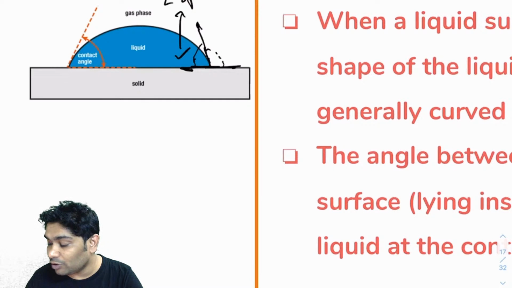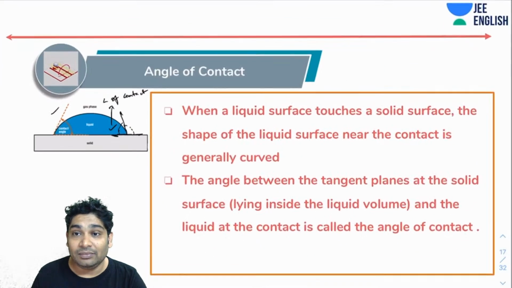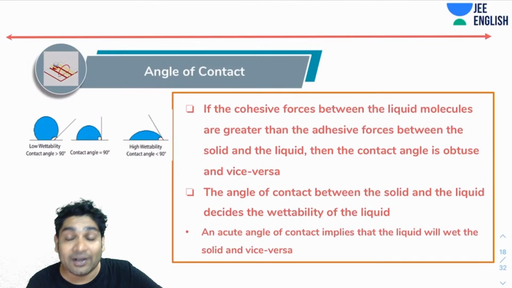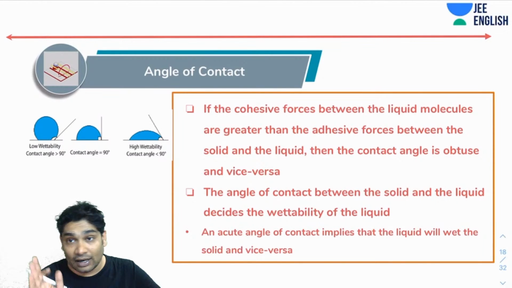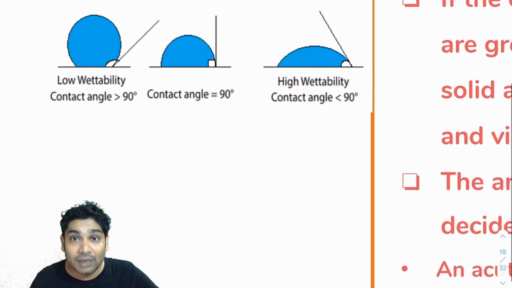Alright, it was already shown to you on the other side. In any case, this is the angle of contact. Now, you will realize if cohesive forces between the liquid molecules are greater than the adhesive forces, then the contact angle would be obtuse. So in case of mercury, you can see that.